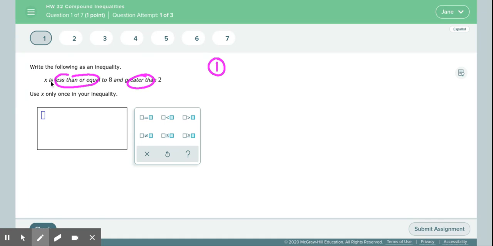All right, so it's telling me that x, so I'm going to write down what my variable is. X is less than or equal to 8, but it's greater than 2. So here's my x, and it's greater than 2. All right, so this would be my compound inequality. My variable is sandwiched in between the 2 bounds, 2 and 8, and then make sure that you use the appropriate signs. If it's or equal to, then you're going to have that bar underneath.